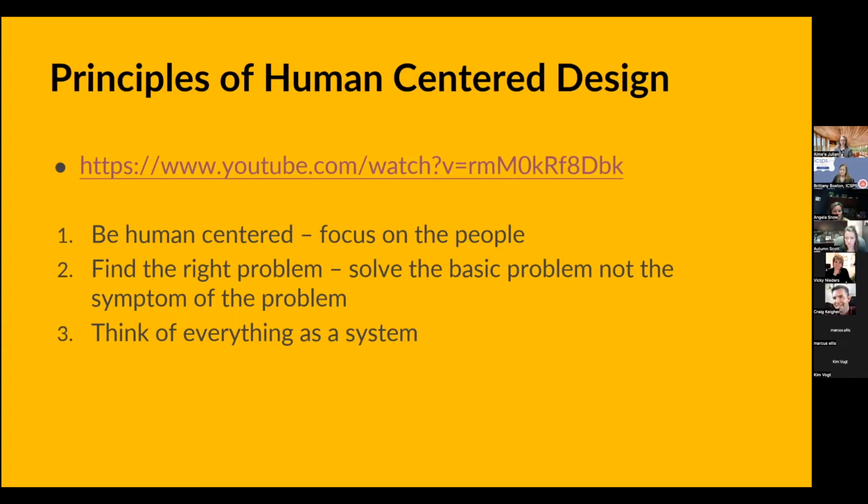I practice human-centered design. I'm sorry. But what does that mean? It actually can mean He was great the first time. We don't have to hear him again.